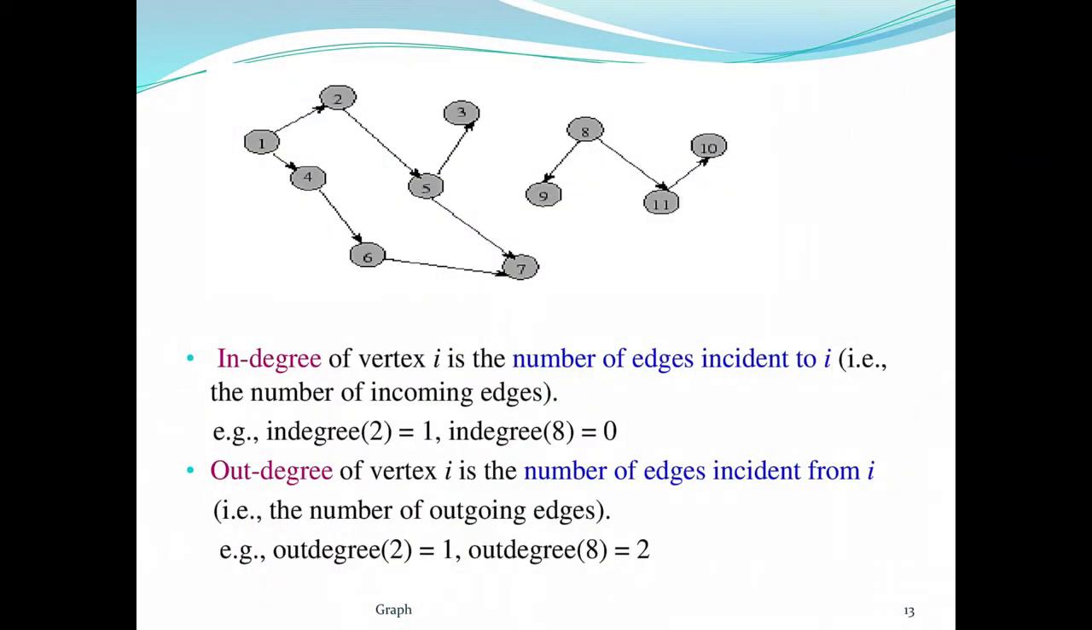The in-degree of vertex I is the number of edges incident to I, that is, the number of incoming edges. For example, the in-degree of vertex 2 is 1 and the in-degree of vertex 8 is 0. The out-degree of vertex I is the number of edges incident from I, that is, the number of outgoing edges. For example, the out-degree of one vertex is 1 and of another is 2.